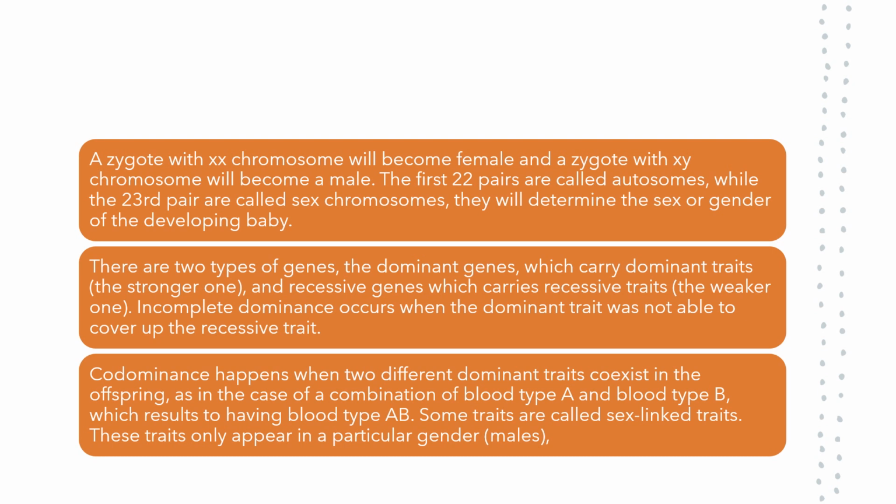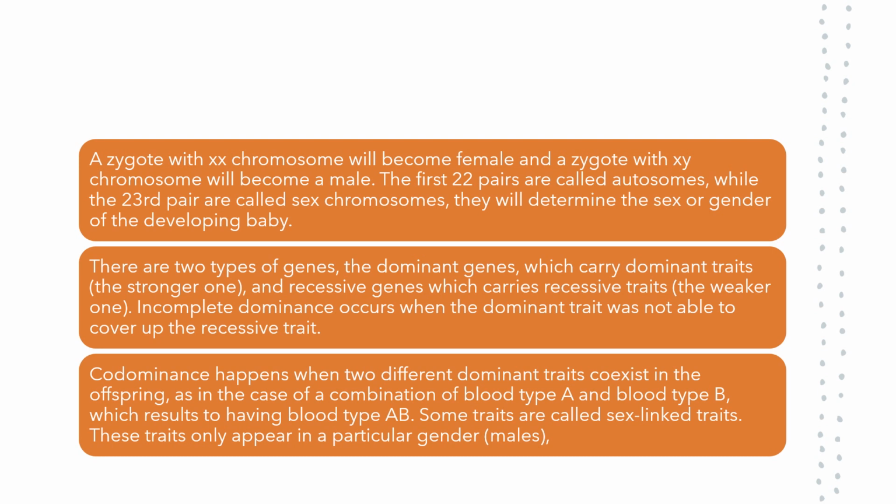There are two types of genes: the dominant genes, which carry dominant traits, the stronger ones, and recessive genes, which carry recessive traits, the weaker ones. Incomplete dominance occurs when the dominant trait is not able to cover up the recessive trait. In simple terms, for you to easily understand this portion, we have just two genes: the dominant, which is the strongest, and the recessive, which is the weaker one.